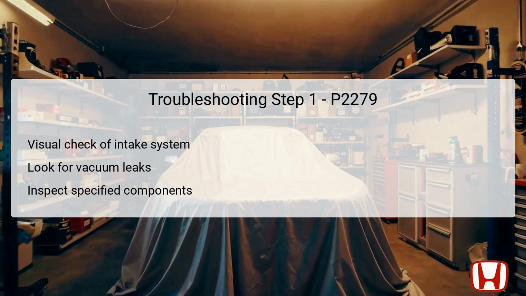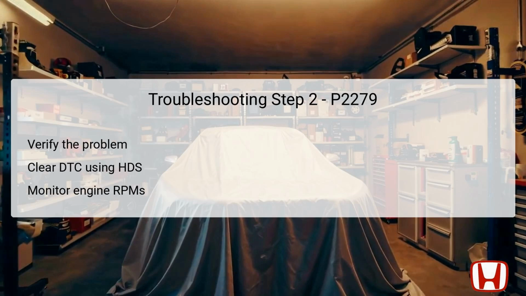However, if leaks are present, it is necessary to repair or replace the damaged components to eliminate the problem. Step 2 in troubleshooting DTC P2279 focuses on verifying the problem through a defined process. First, turn the vehicle to on mode without starting the engine.